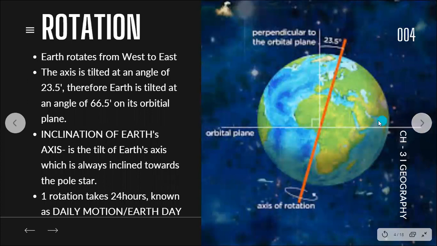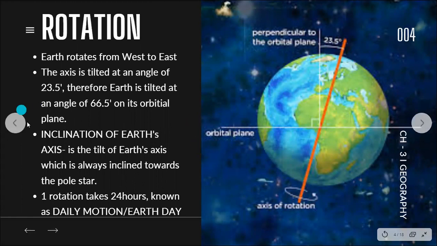Okay, so now when I talk about rotation, earth rotates from west to east. Earth rotates from west to east. And this axis is again tilted at an angle of 23.5 degrees. Therefore, students, I want you to look at this very carefully and try to understand what I'm saying. If you can see my mouse, this is the Earth's axis, which is 23.5 degrees, and this is the orbital plane.